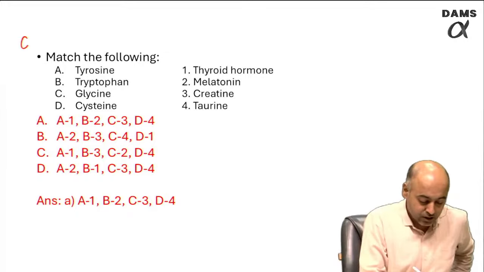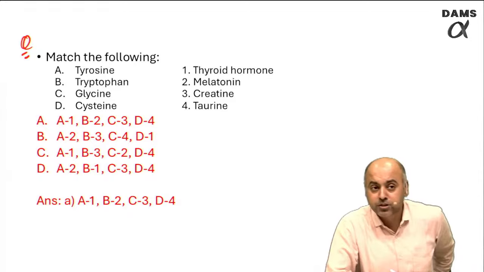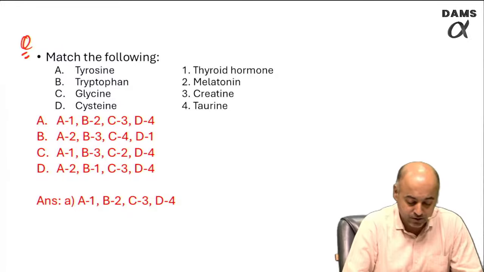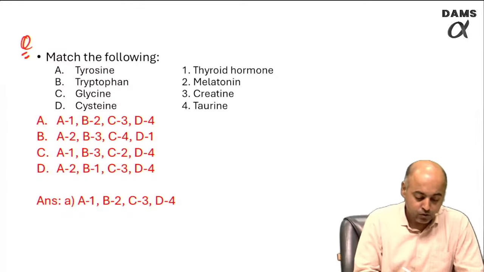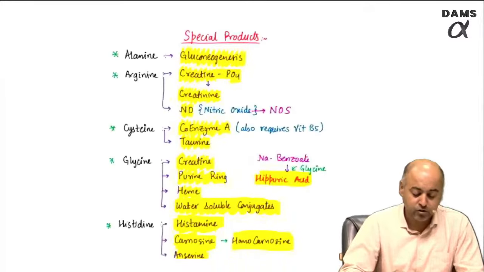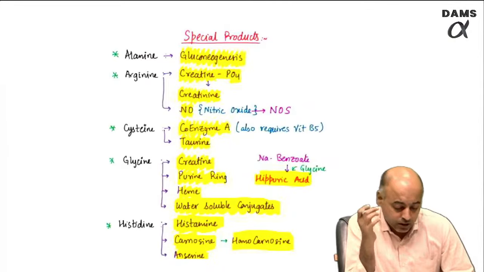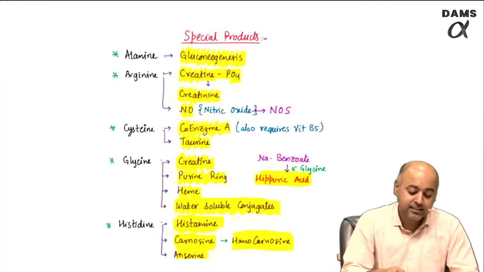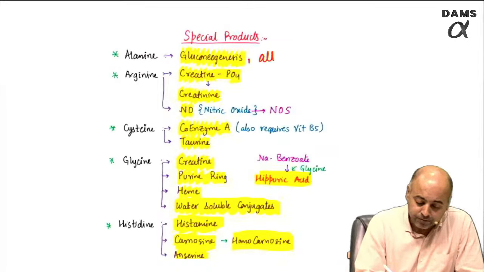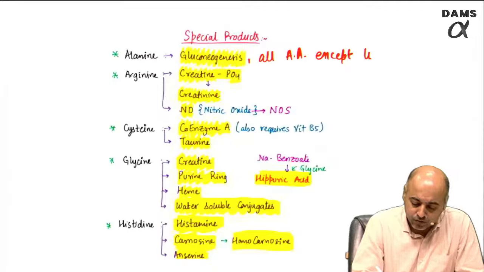One more important question is about the special products of the amino acids. So here you have to know about the products coming out from the amino acids. So what I've done, the notes, the slides that you've got, it has the list of the special products and from which amino acids they are coming. For example, glucose coming from all amino acids except lysine and leucine.